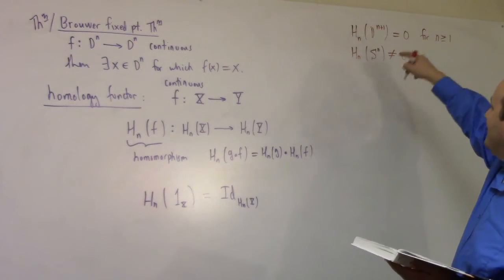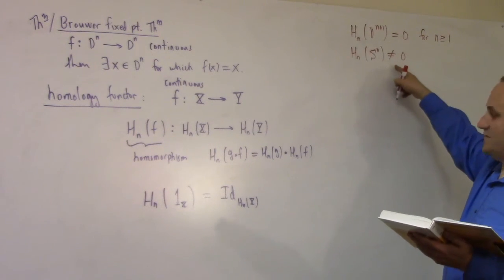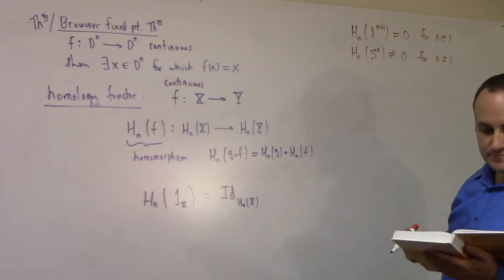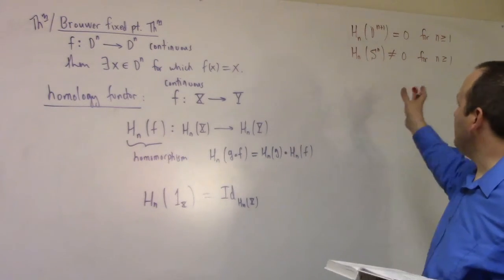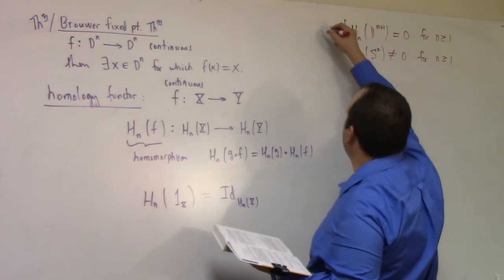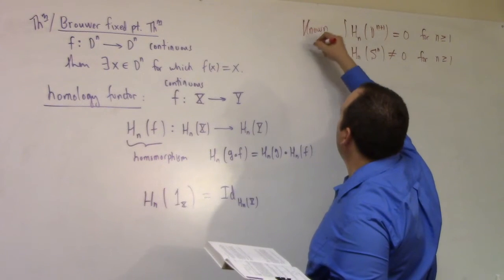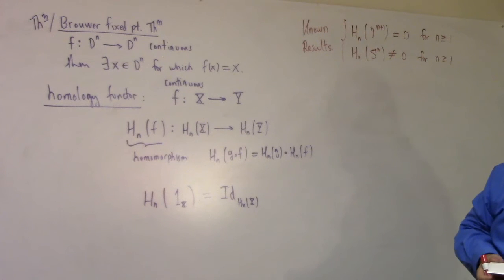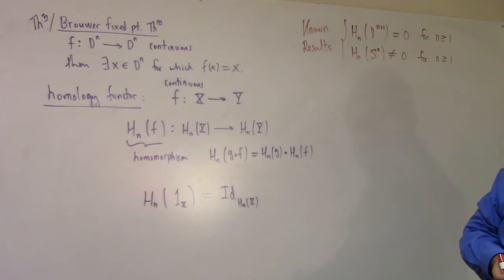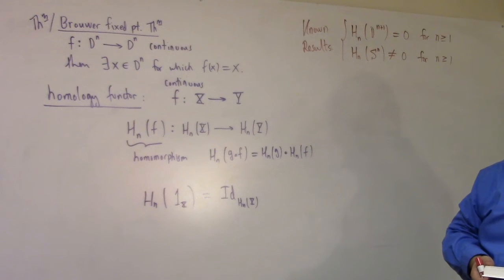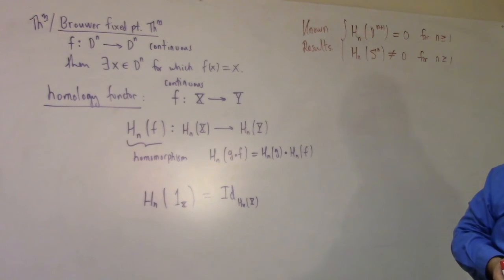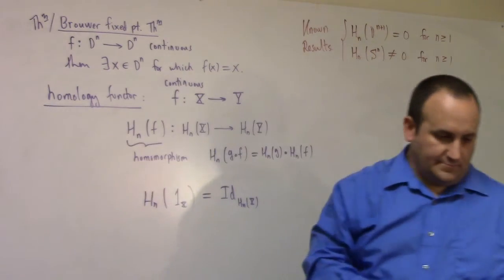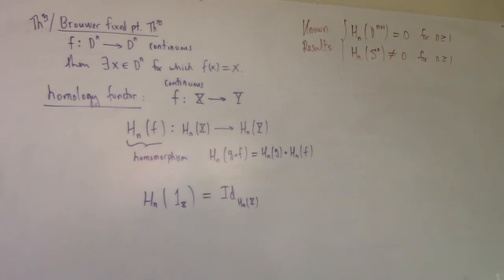Let's see here. The nth homology group of S^n is not equal to 0 for n greater than or equal to 1. All right. And so basically using these known results, from the future, of course, you can show that there can't be a fixed point. Let's see here, all right, so we need a definition.